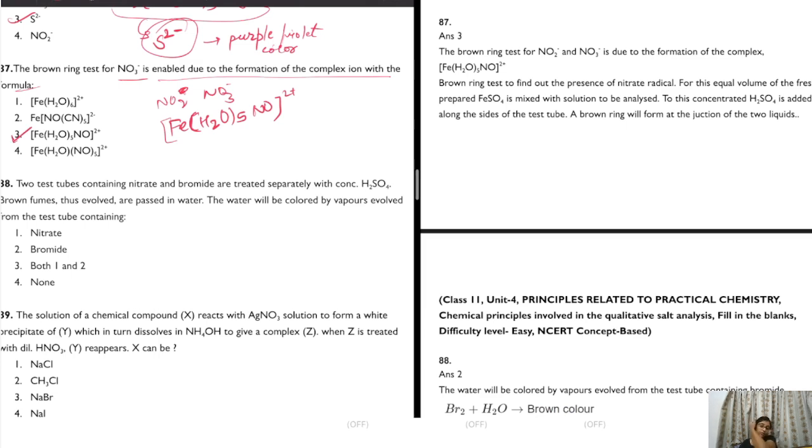What happens in the brown ring test? It is for the presence of nitrate radical. For this we take an equal volume of freshly prepared FeSO4 and mix it with the solution containing the nitrate. To this solution we add concentrated H2SO4 along the sides of the test tube. So this is the test tube, and we add it like this, otherwise it won't form a stable ring. At the junction of the two solutions, this is the brown color ring that will form on the walls of the test tube.